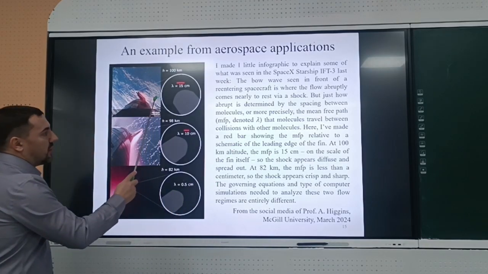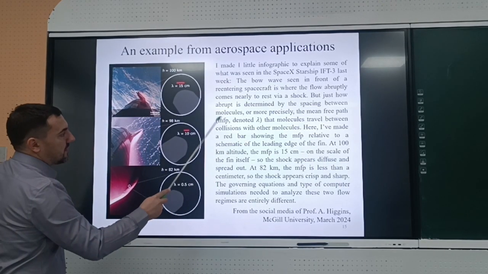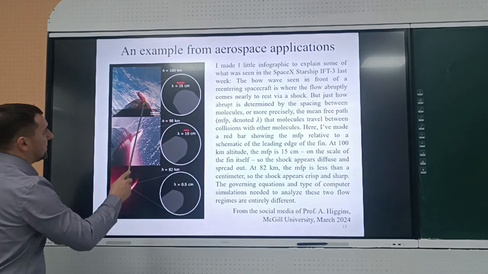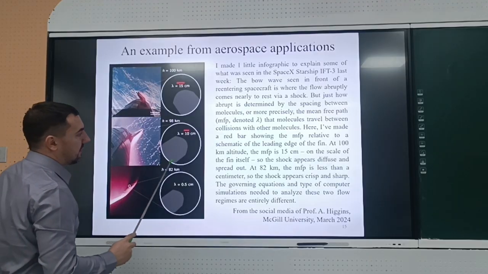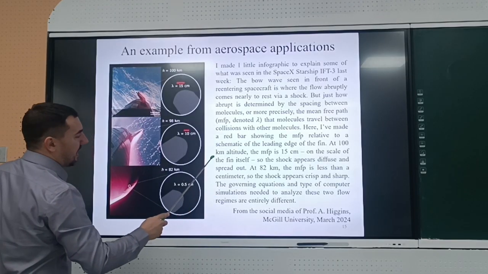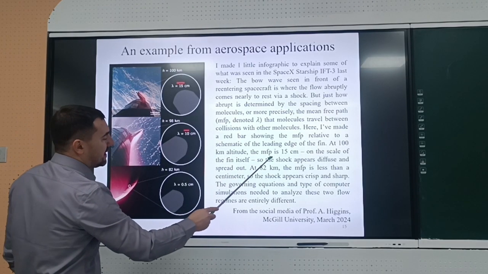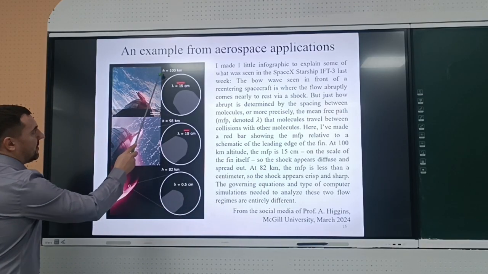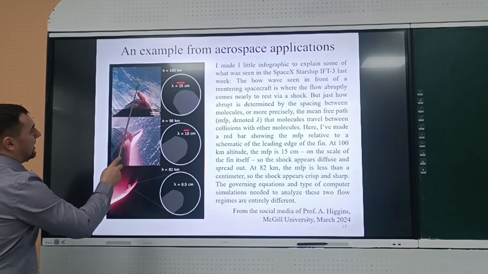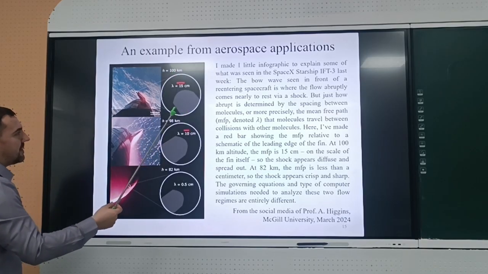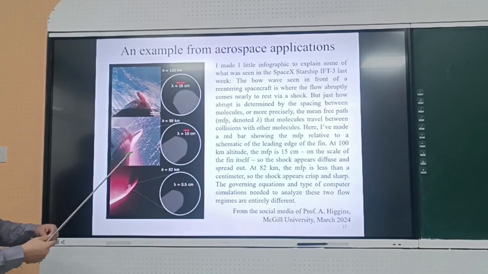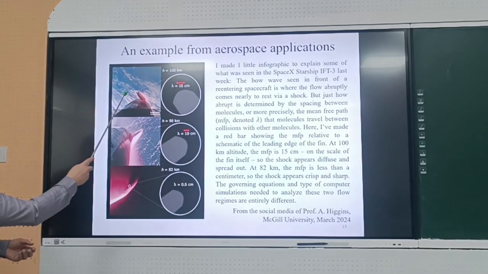So the red bar here shows the mean free path relative to a schematic of the leading edge of this fin, this structure of the aircraft. For example, at 100 kilometers, the mean free path is 50 centimeters on the scale of the fin itself. So at this altitude, the mean free path between molecules is of the order of magnitude of some parts of this aircraft. That is why we do not see this as a shock wave.